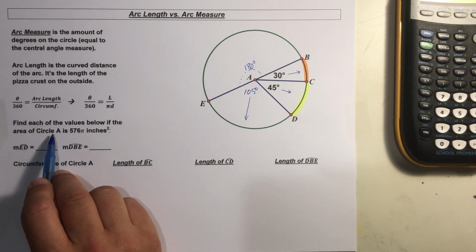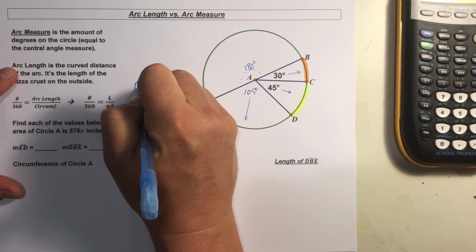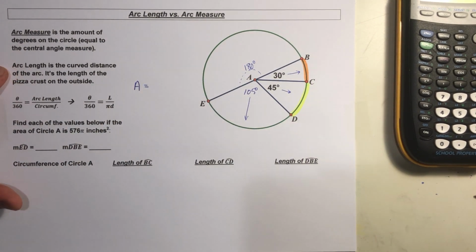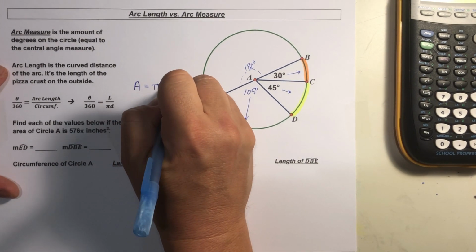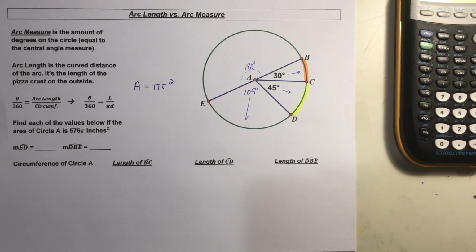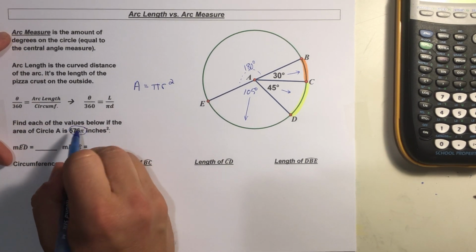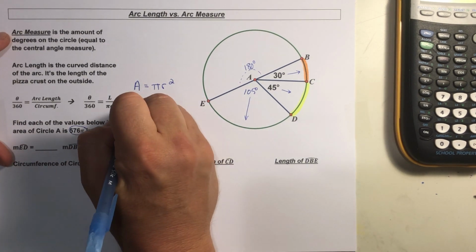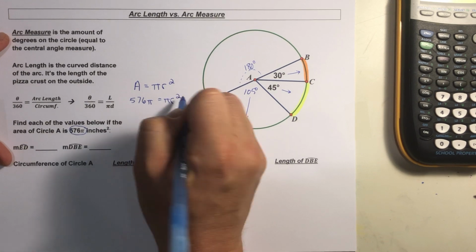As soon as they tell me that this is the circle area, just like I've been telling you since the beginning of the year, as soon as I am given some information, I want to write my formula. So the first thing I'm going to do is write area equals pi r squared. A equals pi radius squared. Now, this 576 represents my area, so that's going to go right here. 576 pi equals pi r squared.